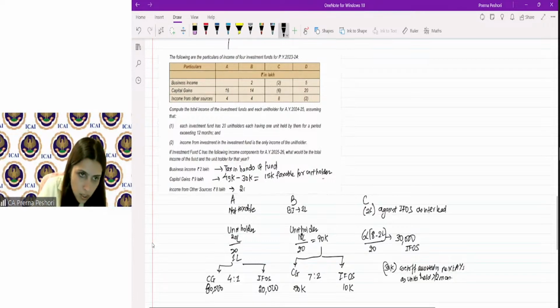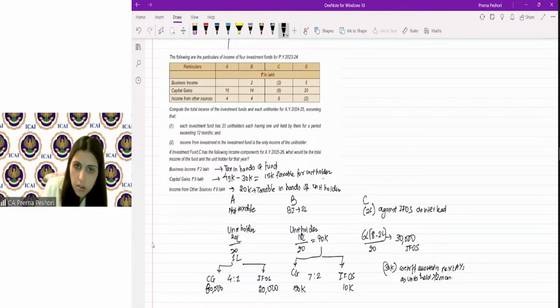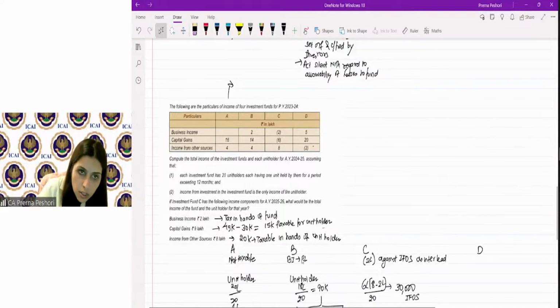This 20,000 again taxable in the hands of the unit holder. Now in the case of Fund D, the business income is of 5 lakh. The business income is of 5 lakh. However, there is the income from other sources as well, which is a loss. In the case of Fund D, therefore the loss from other sources will be set off against the income from the business. So this shall be set off.